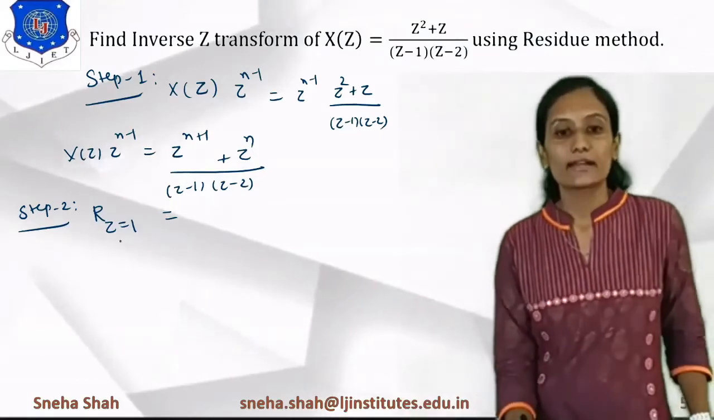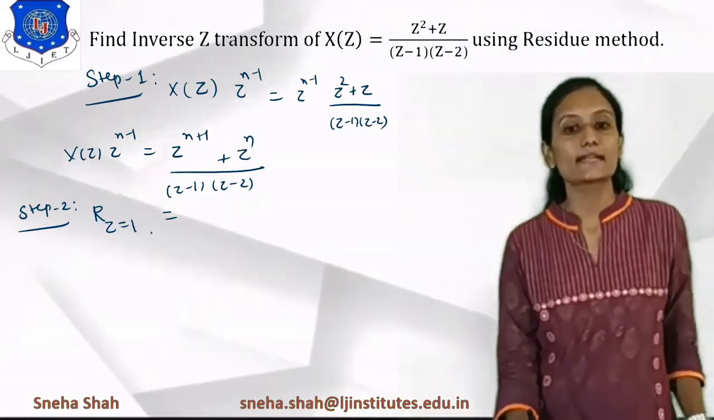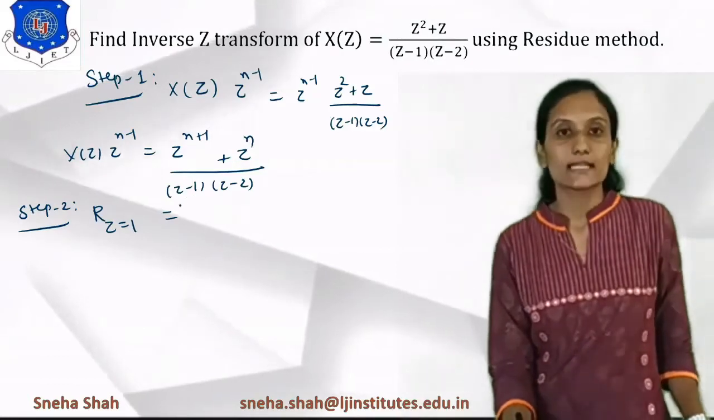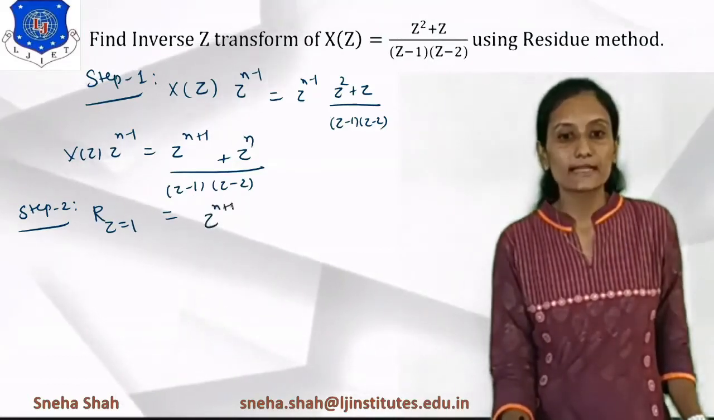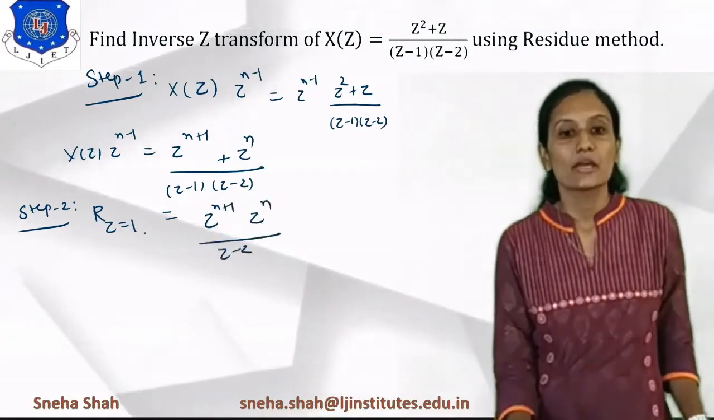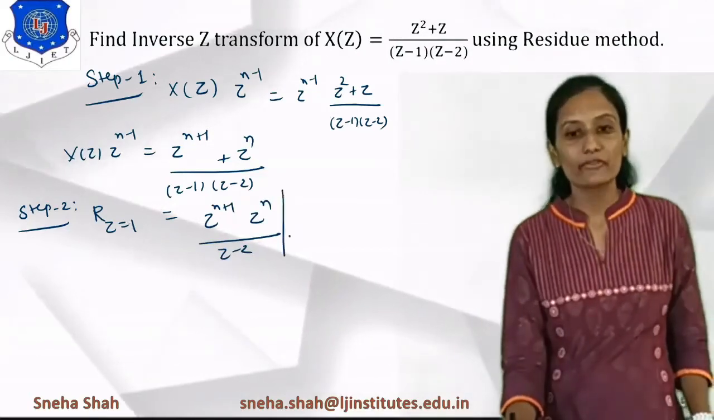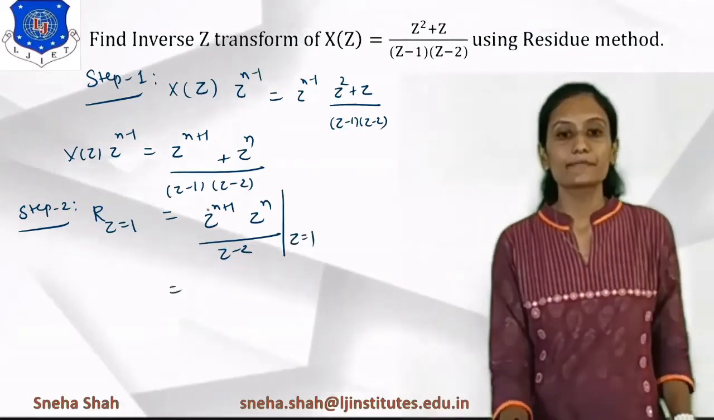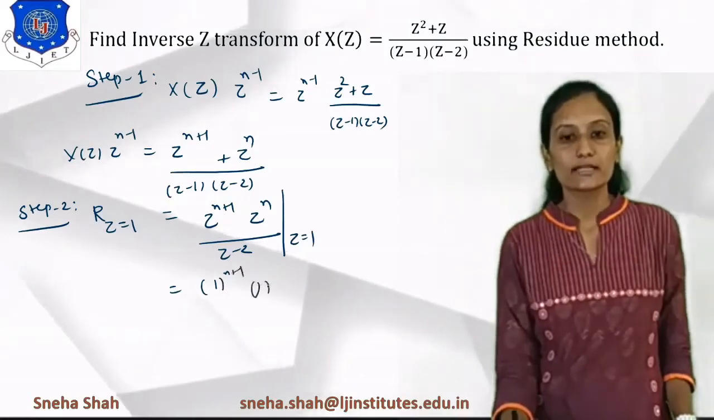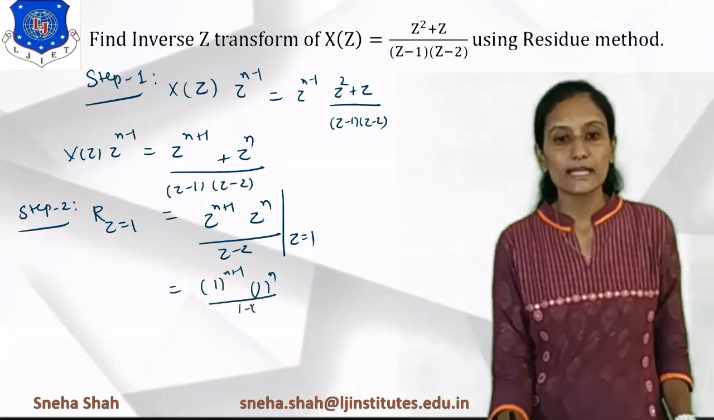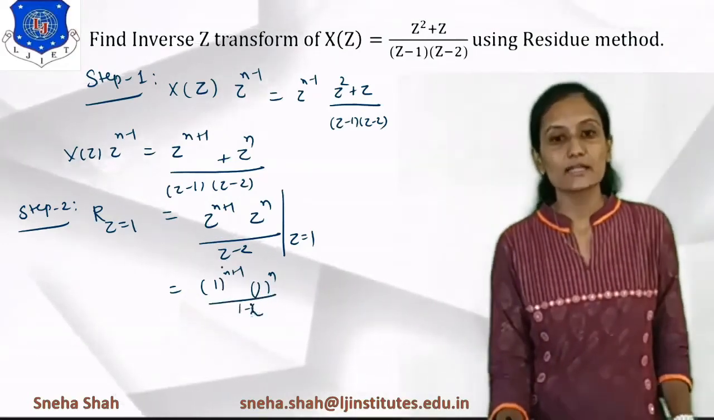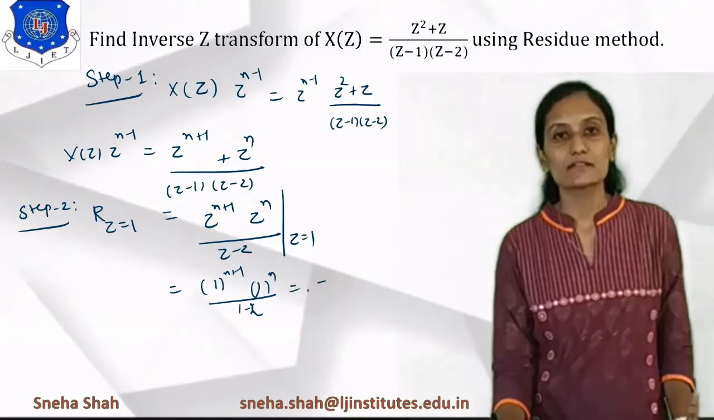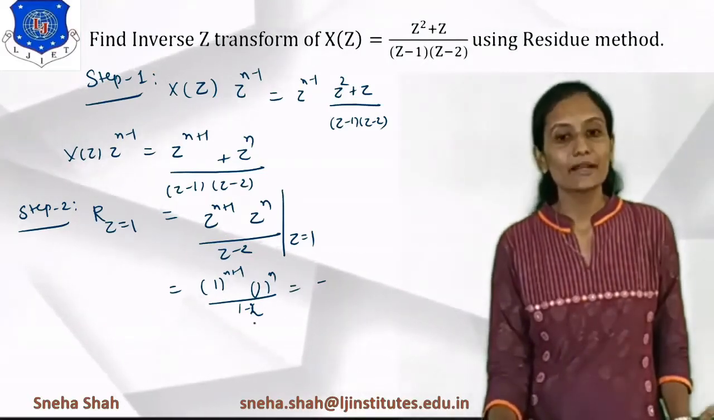So if we are finding the residue at z equals 1, then what will be the residue at z equals 1? In this formula, we remove the particular factor at which we are taking the residue. So the term becomes like this: z raised to n plus 1 plus z raised to n upon z minus 2. And as we are taking the residue at z equals 1, I am finding this value at z equals 1. So what will be the term? 1 raised to n plus 1 plus 1 raised to n divided by 1 minus 2, right? So 1 minus 2 means minus 1.